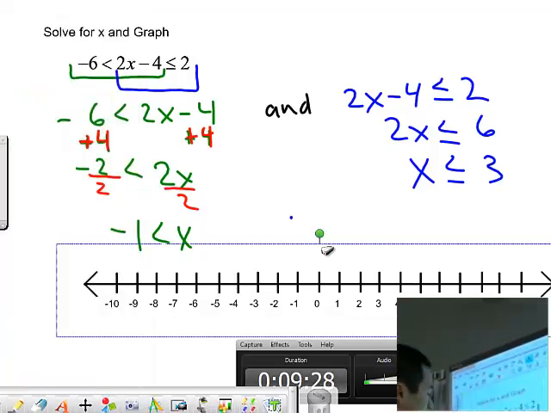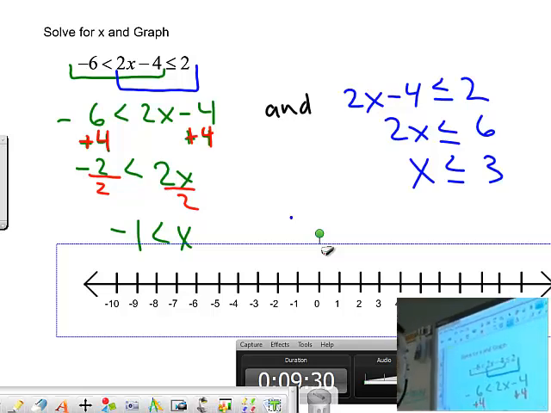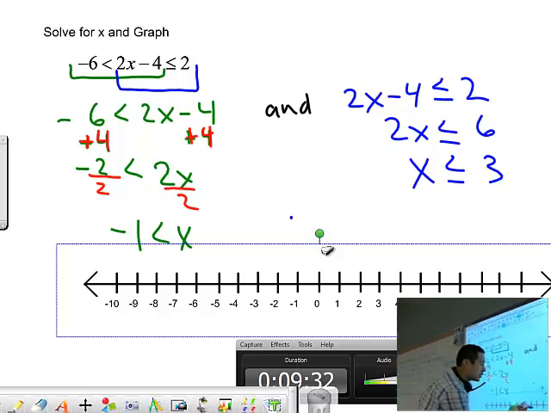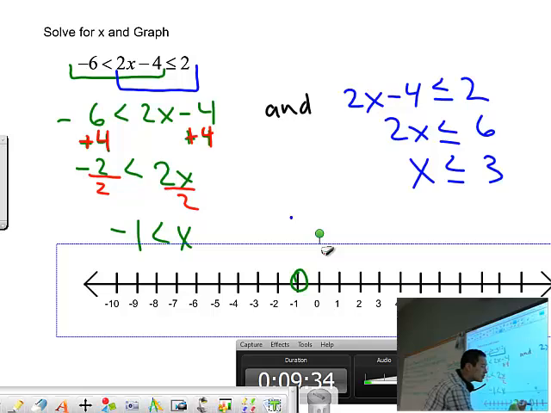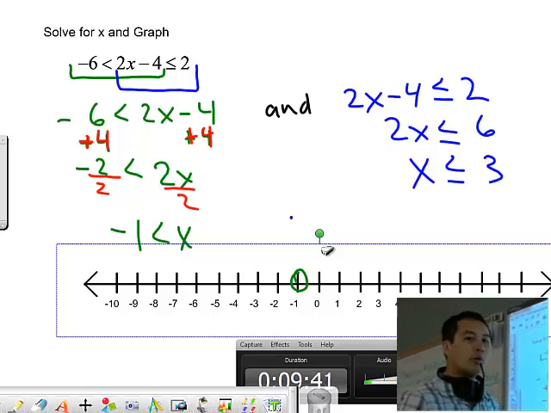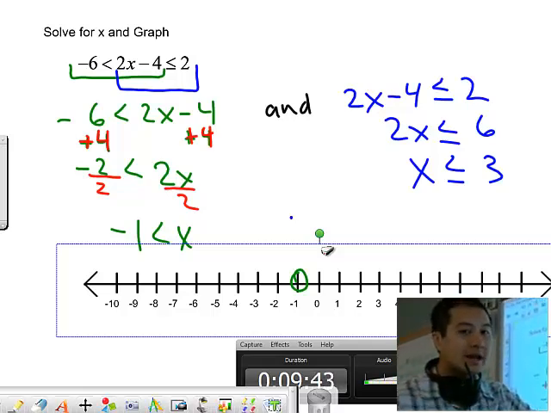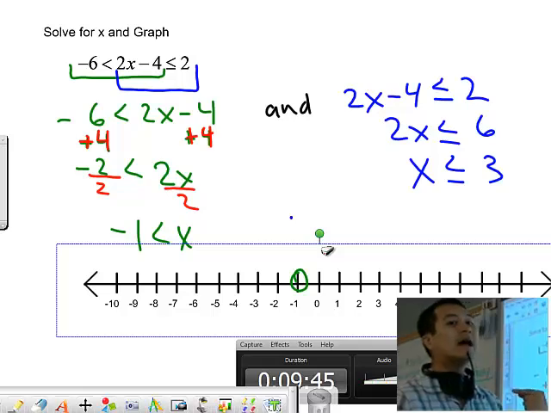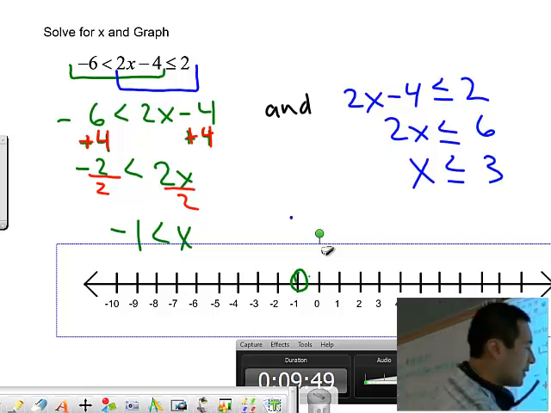Now, graph my first one in green. Take a look. Here's my number at negative 1, so I got negative 1. Is that going to be an open circle or a closed circle? Am I supposed to shade that in or not? If you look, it's not equal. It's supposed to be open, so I leave it open. Is x bigger than negative 1 or less than negative 1? X is bigger. Therefore, we shade to the right. Good job.